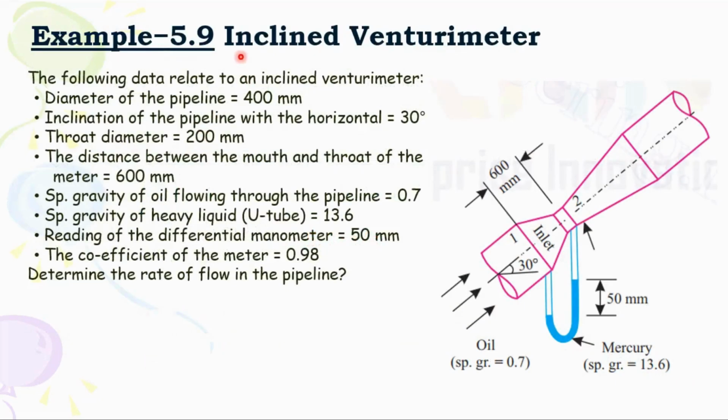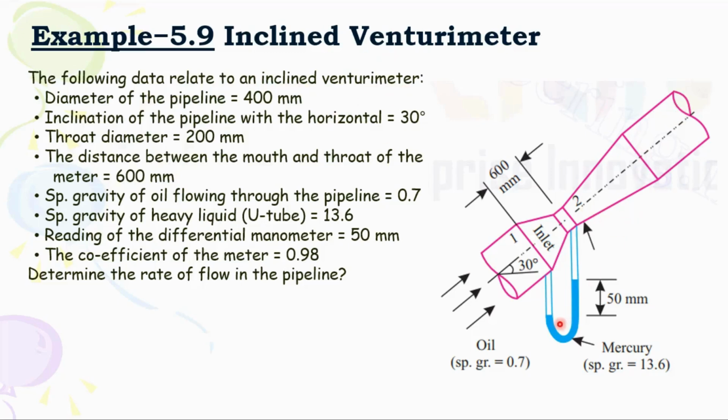Okay, example 5.9 is inclined venturimeter. So you see, a venturimeter could be horizontal or vertical sometimes. Sometimes it could be inverted and sometimes it is inclined. Or sometimes you may have a differential manometer. So the following data relate to an inclined venturimeter.